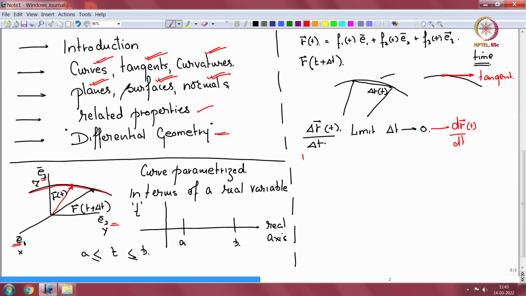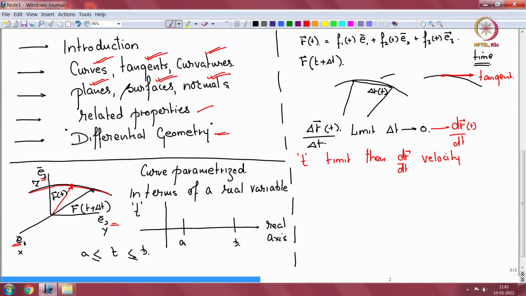Now, if t is taken to be time, then dr dt becomes velocity. It is tangential to the curve and it is physically the velocity. Okay.